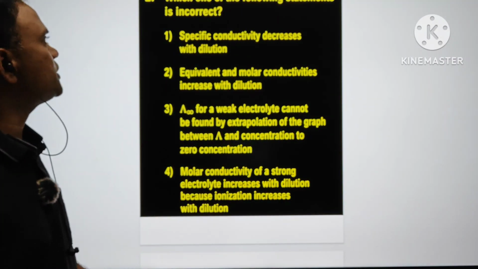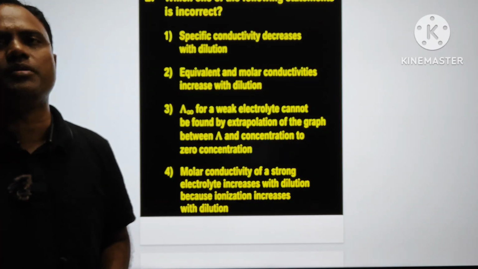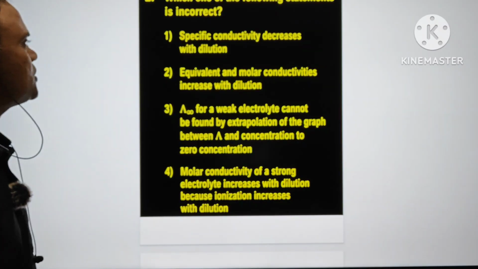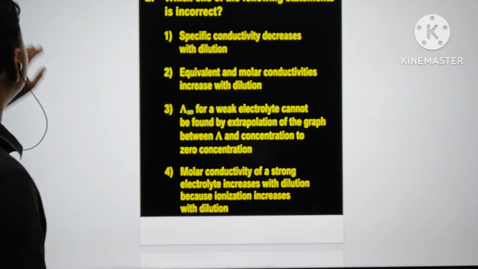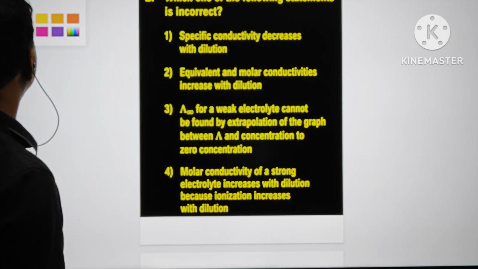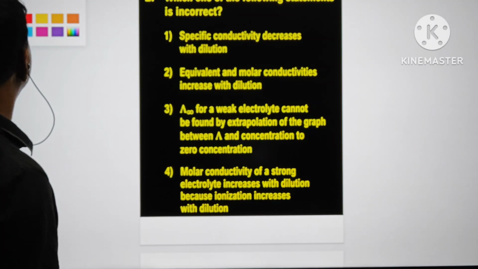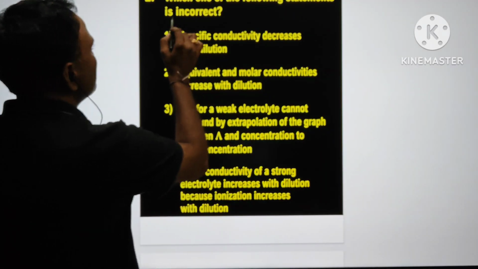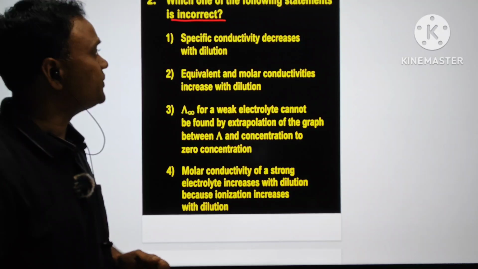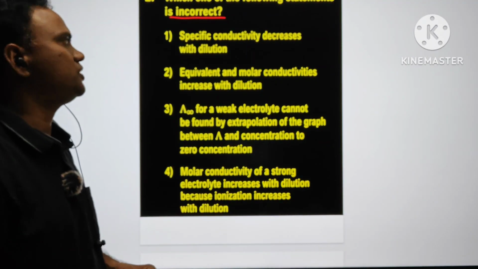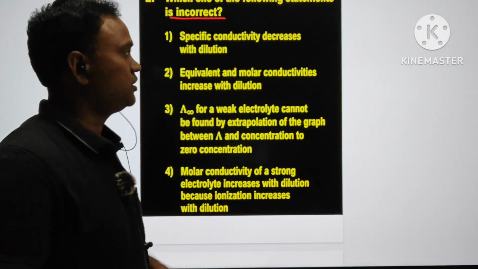Which one of the following statements is incorrect? You have to identify the incorrect statement. First one: specific conductivity decreases with dilution. You have to select the incorrect one. Is this correct, the first statement? Specific conductivity decreases with dilution. Yes, what is the reason?